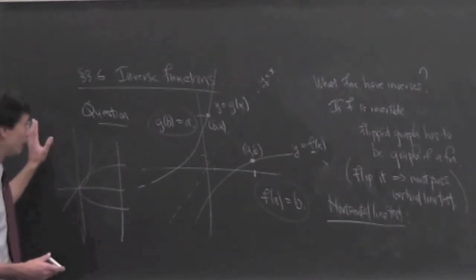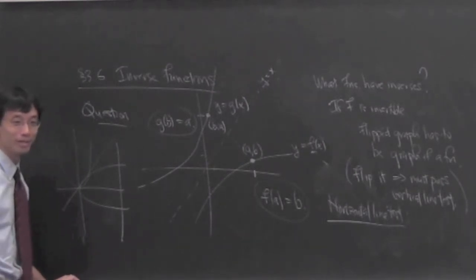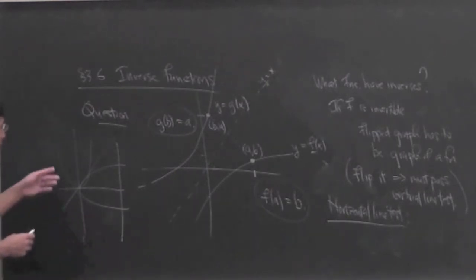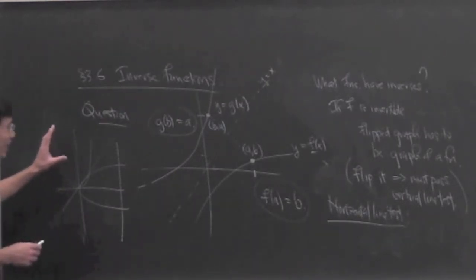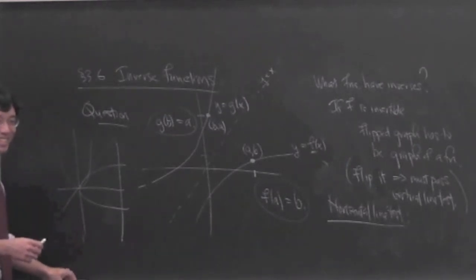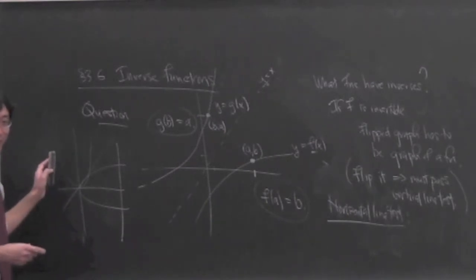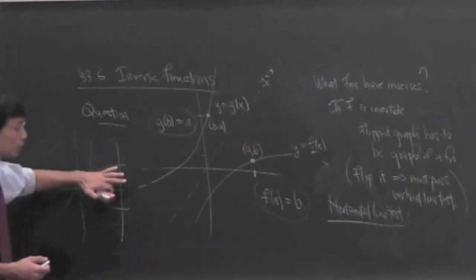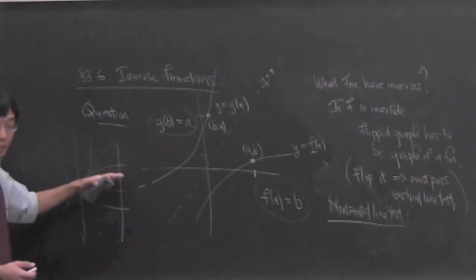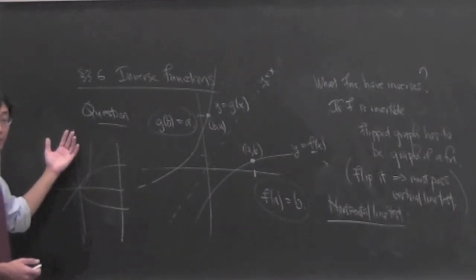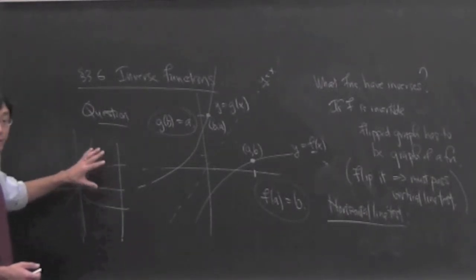No. Let me see if I. So you said, if it hits 2 points, it means that you can invert it if you want to? No. Remember, if you flip it and it hits 2 points, that means that the flipped guy isn't the graph of a function. So this guy isn't invertible. Okay, so this is a bad thing.